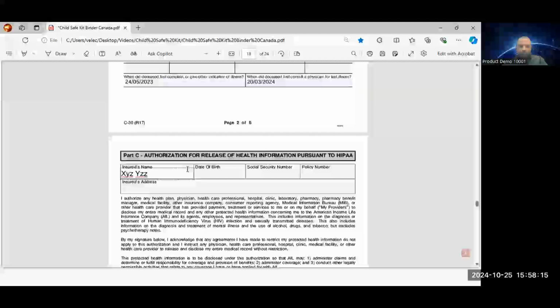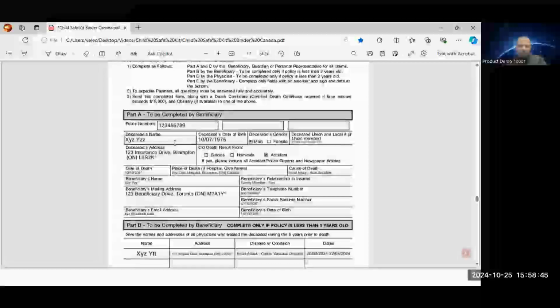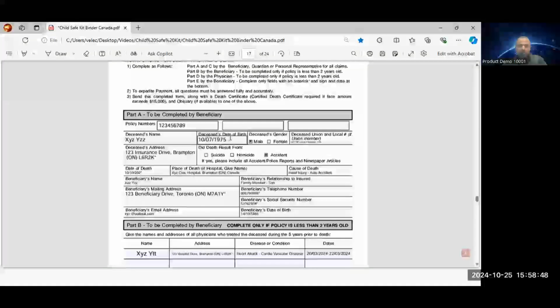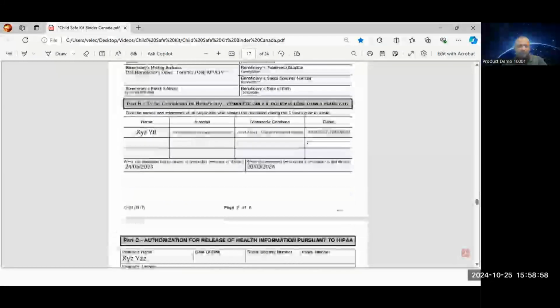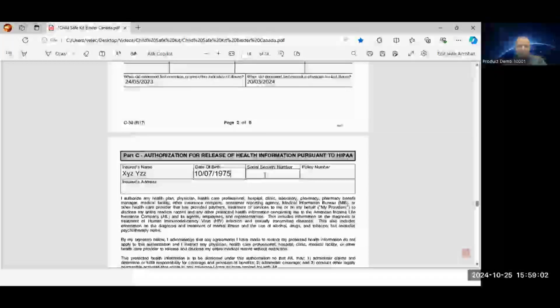Basically, this part over here is to release personal or health information, things like medical records, your MIB records, and so on. If the insurance company needs to access any of those records, they should be able to with the help of this form. Date of birth will be the same date of birth as listed in Part A. So let's say the date of birth for the deceased was July 10th, 1975.